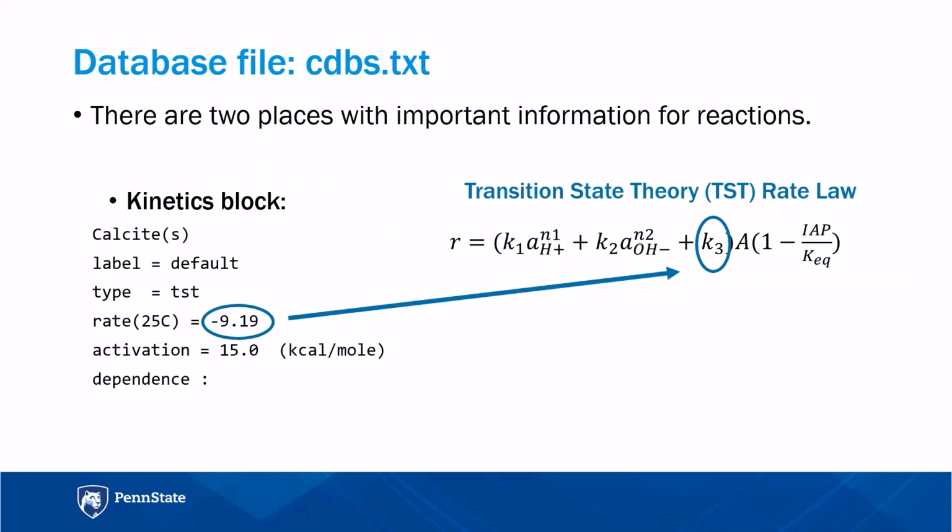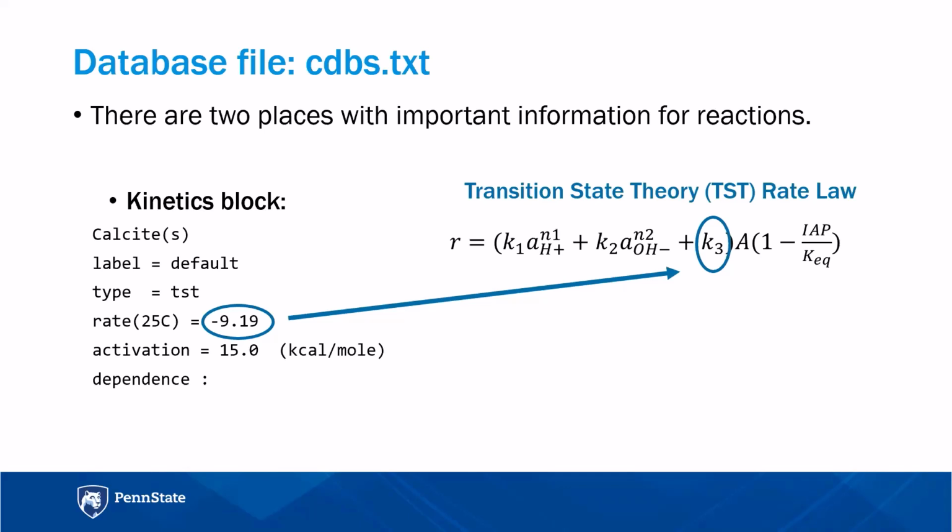Now we have the kinetics block, and the entry for calcite is shown here. Each entry starts with the name of the mineral being weathered, which should be consistent with the line in the mineral or thermodynamics block above. The label name here is default, which we'll need to specify in the chem file later on. The type is TST, which corresponds to the TST rate law that's used to quantify the reaction rate. And the rate here corresponds to the K3 kinetic rate constant value in the TST rate law written out on the right-hand side of the slide.